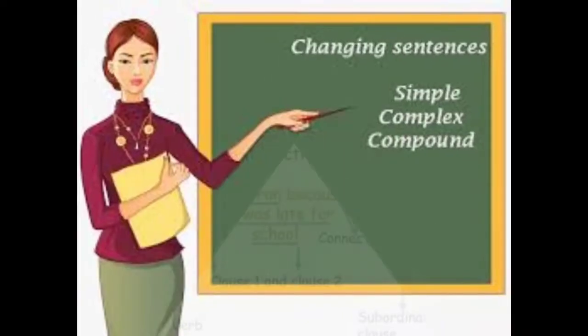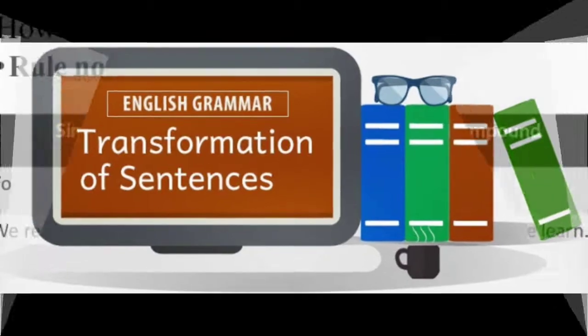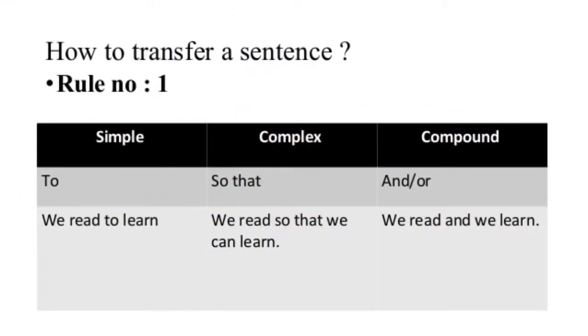Next we are going to see the change of sentences from simple to compound and complex, that is known as transformation of sentences, children. We are going to see the transformation of sentences in 7 rules with some exercises, children. Let's see the first rule now. How to transform a sentence. Rule 1. See here, children. We are going to see the transformation of sentences from simple to complex and compound.